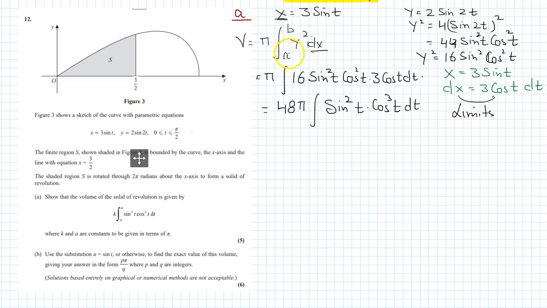The limits are a to b. So what we have is this: if x is 0, sin t is 0, so it means t is 0.